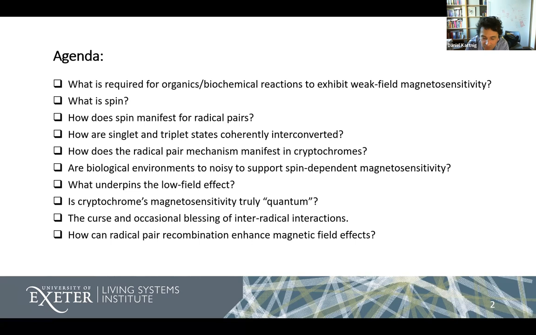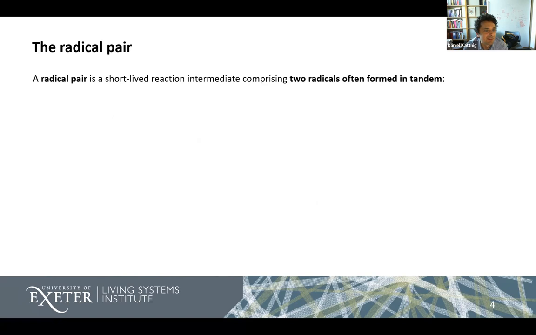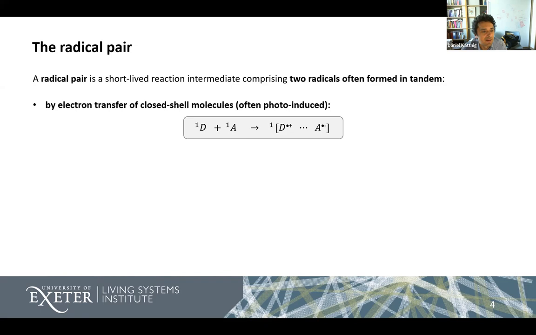Good, but well, let me address the first point, namely, what is required for a biochemical reaction to elicit weak magnetic field sensitivity? And in the context of this talk, there can only be one answer, and that is certainly, well, a radical pair. So what is a radical pair? Well, this is a short-lived reaction intermediate usually, which comprises, as the name suggests, two radicals. And often these radicals are formed in tandem, whereby two processes are particularly important.